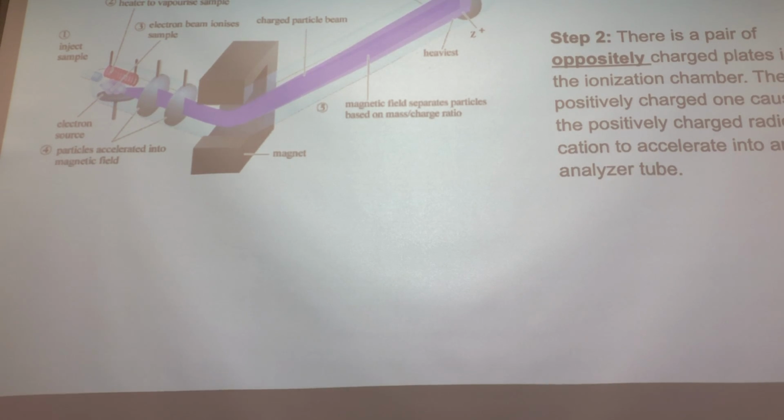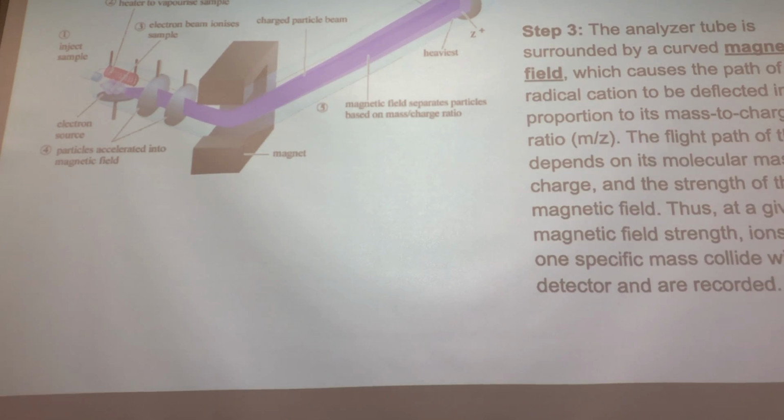Step 2: there's a pair of oppositely charged plates in the ion chamber, and the positively charged plate causes it to be accelerated as it heads through the tube. So they put some speed on it. Step 3: the analyzer tube is then surrounded by the magnetic field, which changes the pathway. So that magnetic field shifts it one way or the other.